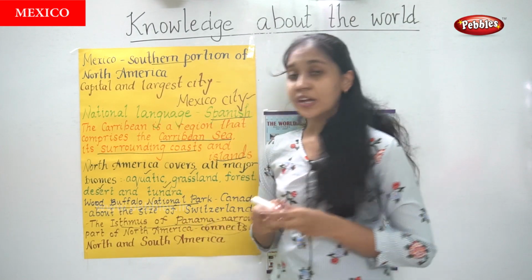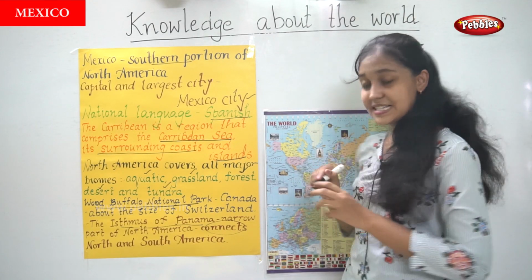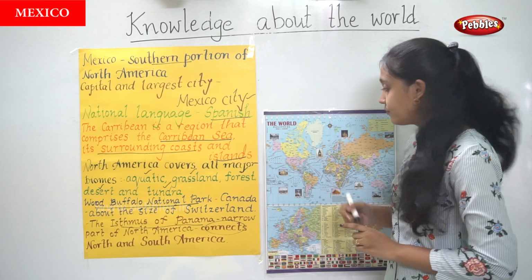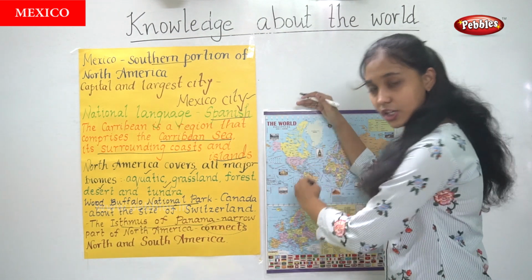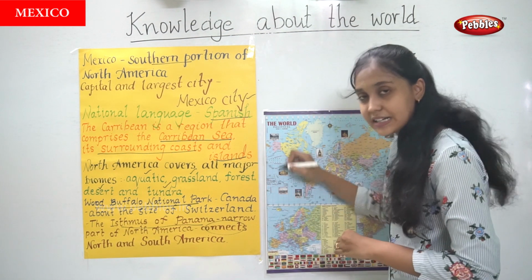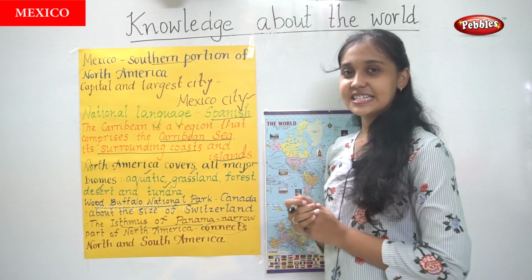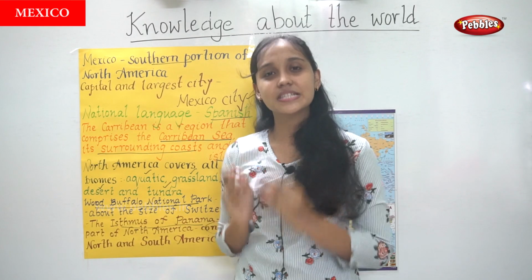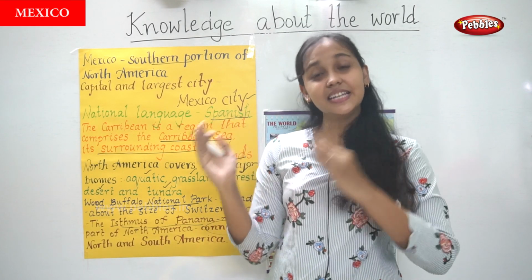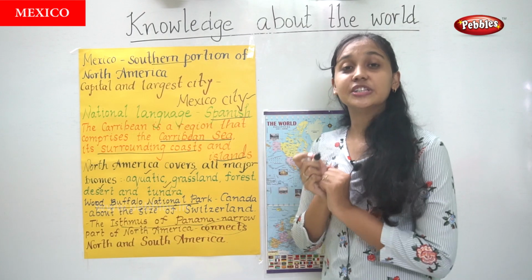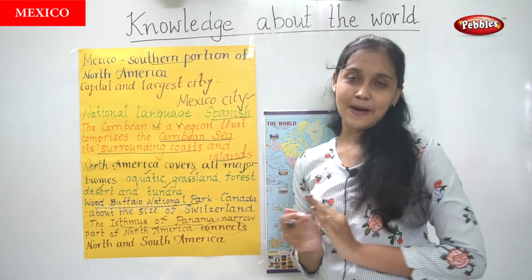So once again, what did we learn about Mexico? So it is in the southern part of North America. So North America, the southern part is Mexico. The capital and the largest city is Mexico City. So it is the same as the name of the country. Then the national language they speak is Spanish.